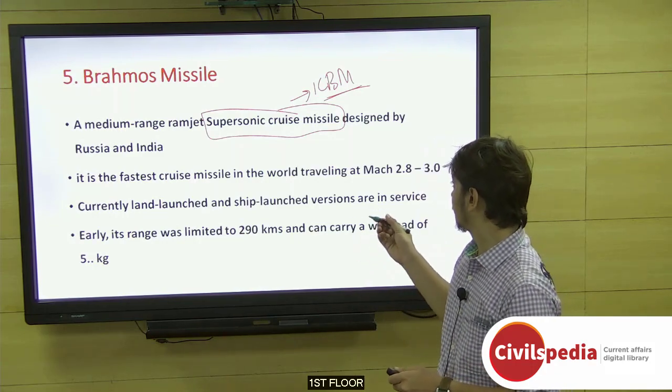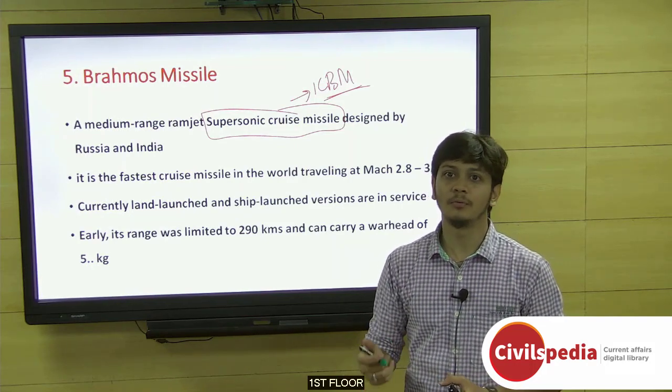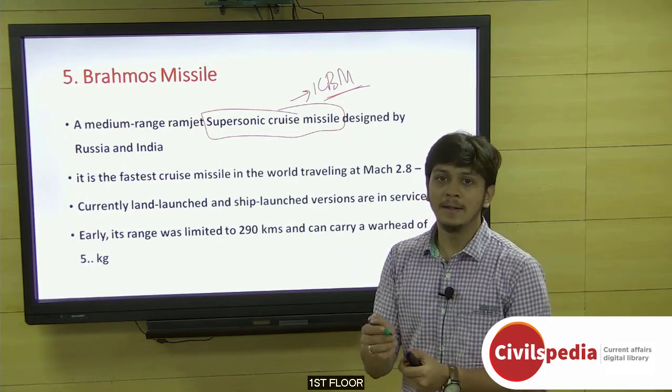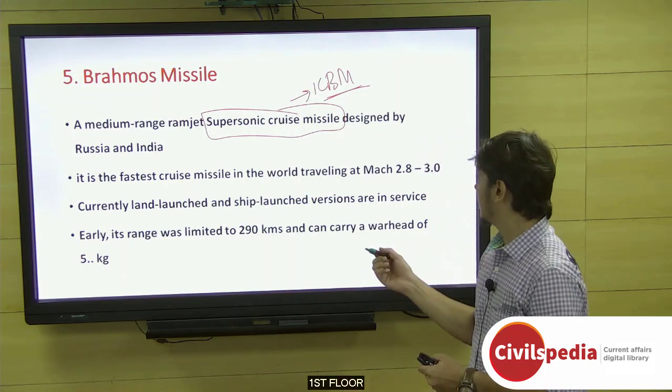It is the fastest cruise missile in the world. It travels at a speed of Mach 2.8 to 3.0. Mach is the speed of sound, which we calculate in Mach, and this particular missile travels at the speed of Mach 2.8 to 3.0.